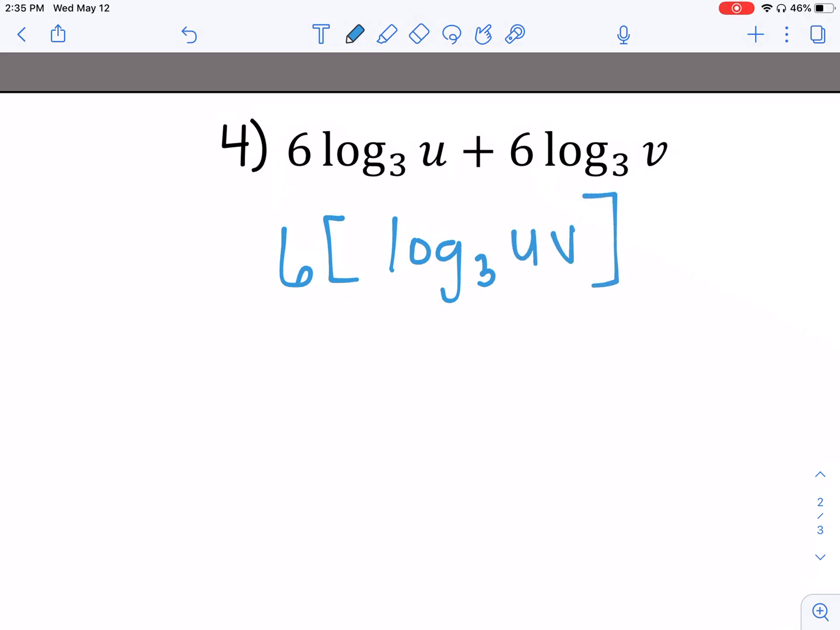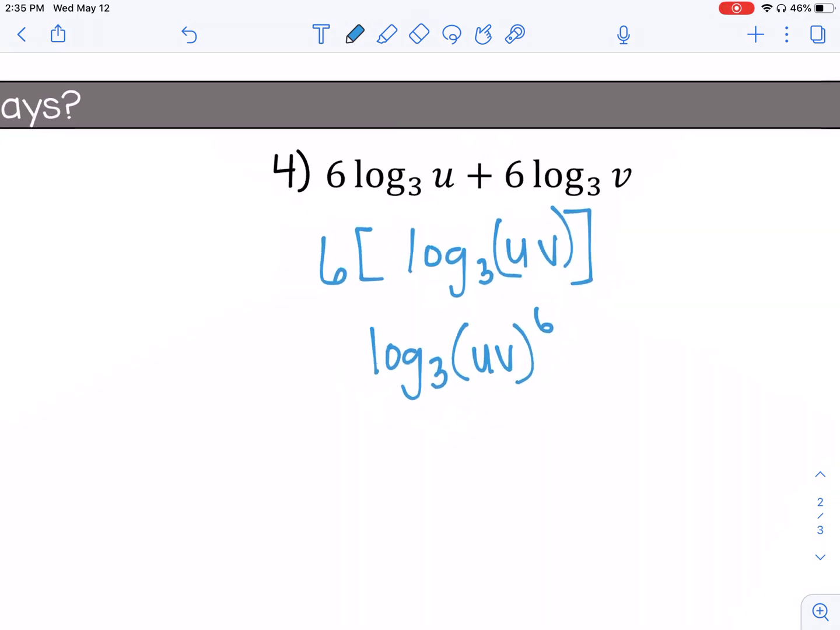And then the last part, we're going to get that 6 back where it belongs, right? It's out front right now. So to get it back to where it belongs, put it out to the side like that. These should be in parentheses. Right, because that's 6 applied to the u and the v.